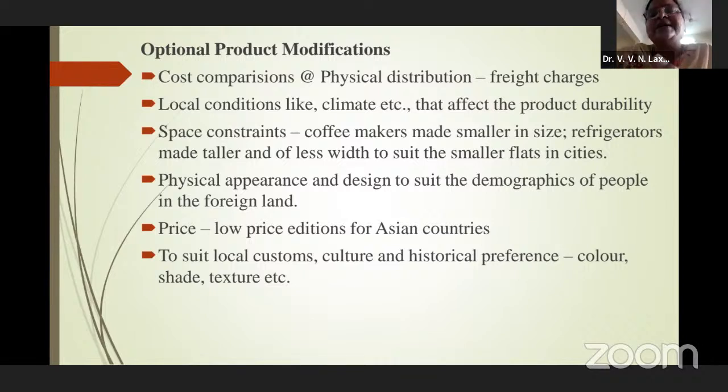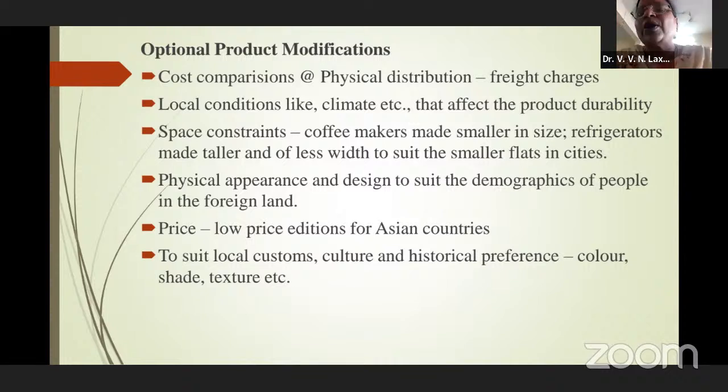If you see Europeans, most of them wear shirts without checks. Dark colored shirts without checks they might be wearing. You come down to the USA, they prefer a lot of light colored background with darker checks on them, little checks, smaller size checks. So these differences are compulsory. Then price, then product modifications may be required to suit the local customs.